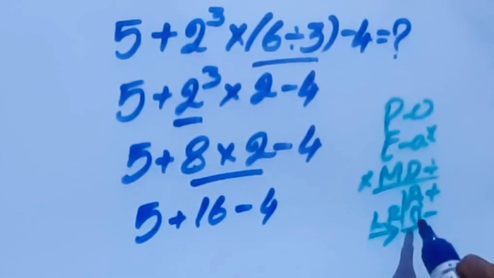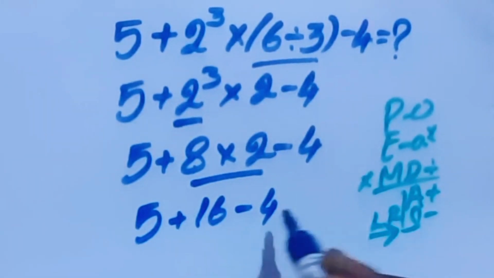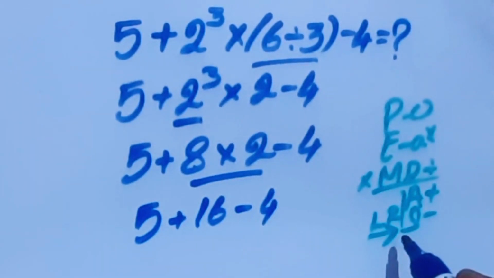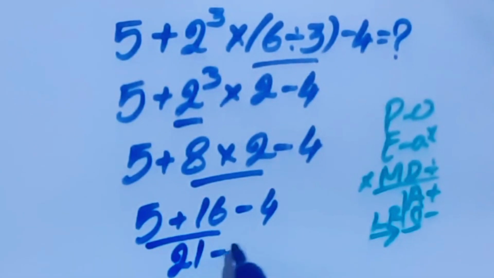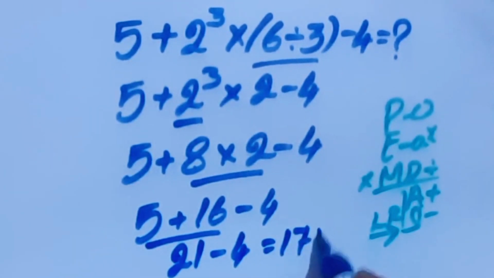Here we have the next priority, equal priority. For this equal priority, we have introduced this left to right rule. Here, left to right, is 5 plus 16. 5 plus 16 is 21, minus 4. Here 21 minus 4 is 17, which is the correct answer.